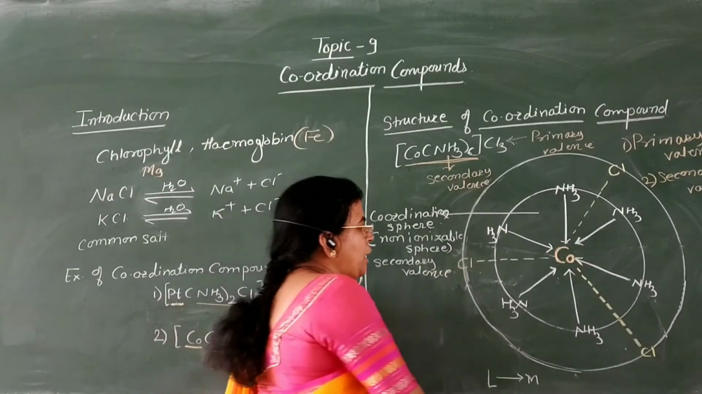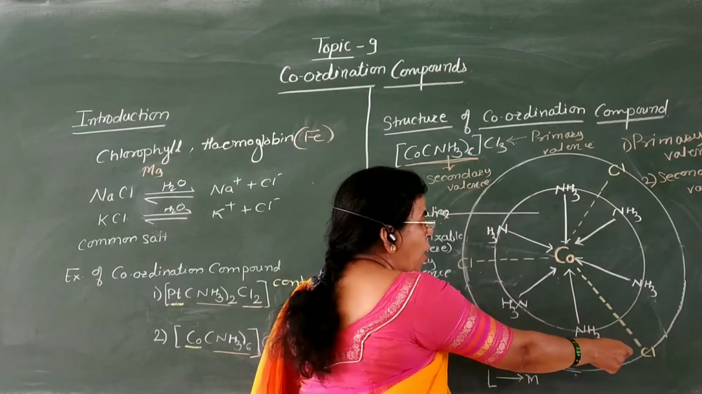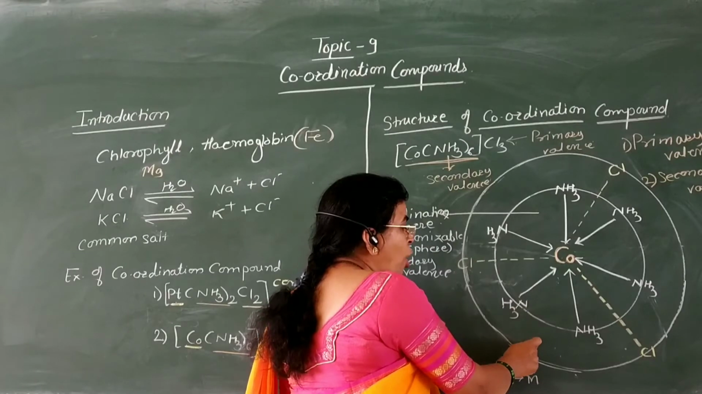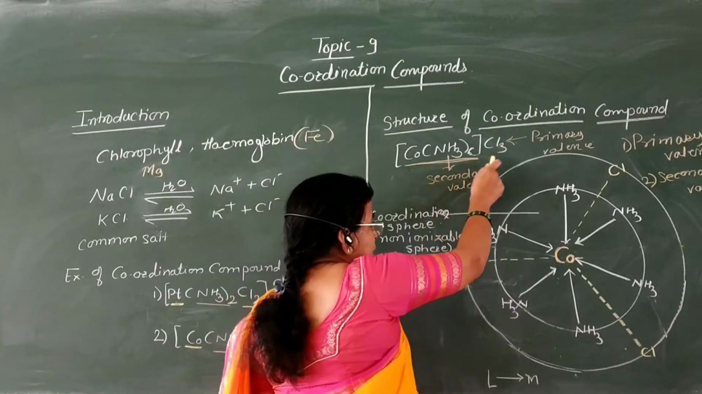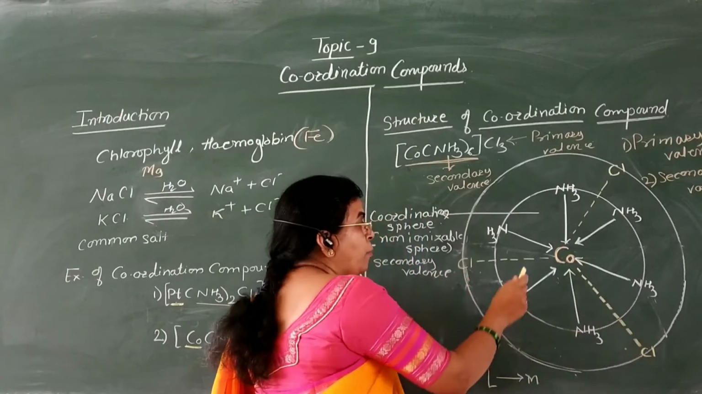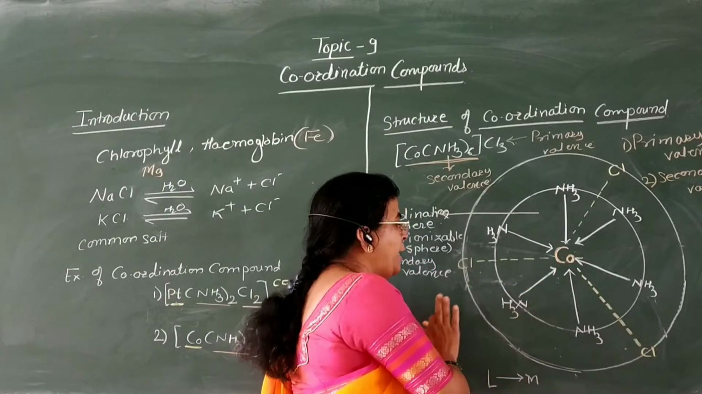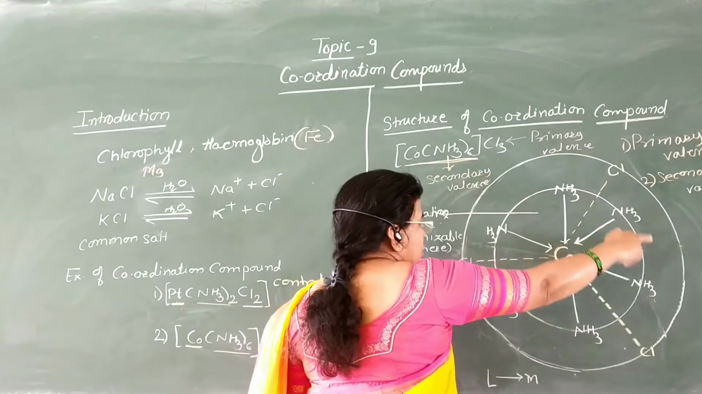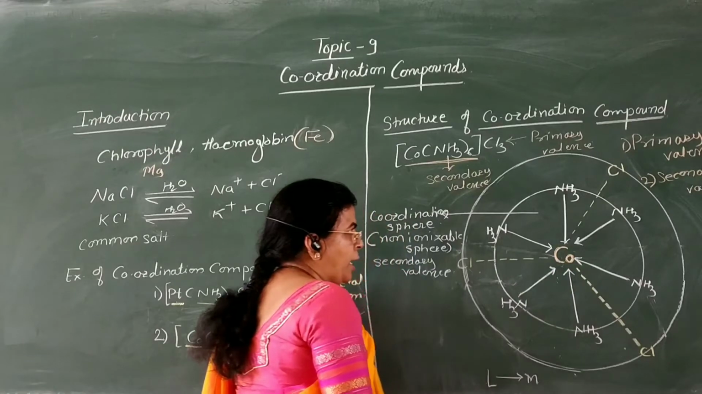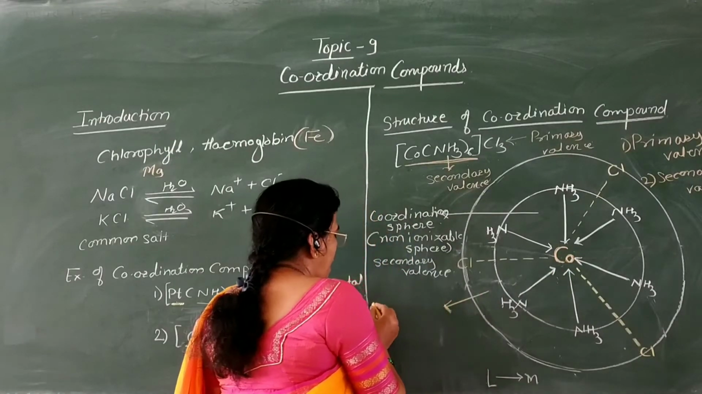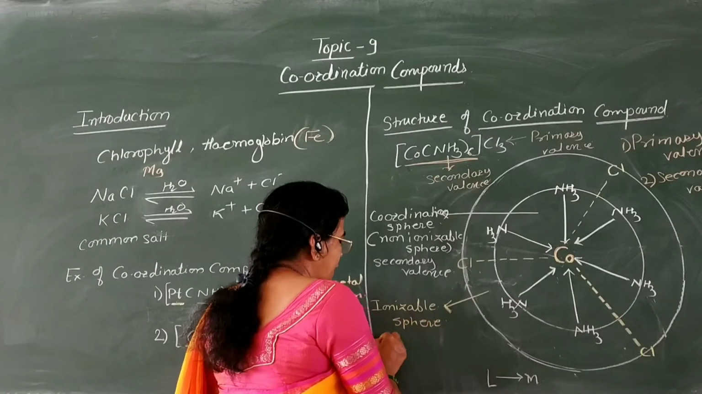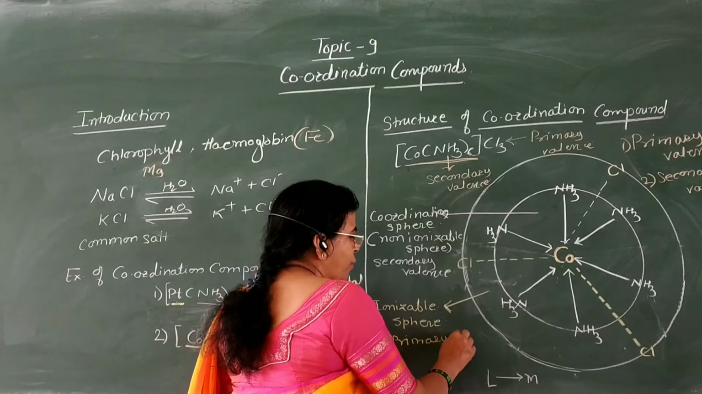Now these 3 chlorines are present in the outer sphere, and when we dissolve this Co(NH3)6 Cl3 in water, it undergoes dissociation and gives 3 Cl minus ions. The bond between cobalt and NH3 is a strong bond and does not undergo dissociation. This Cl minus ion satisfies the primary valency of cobalt, and this sphere is called the ionizable sphere, which satisfies the primary valency of cobalt.